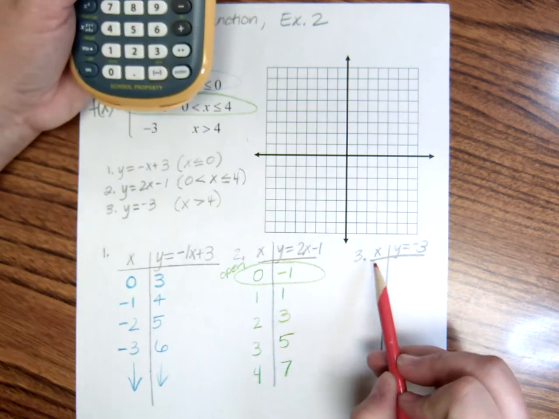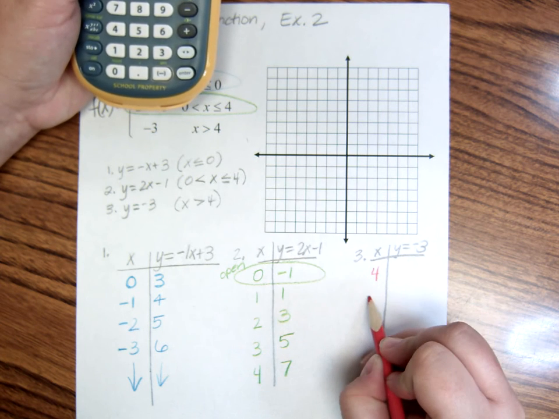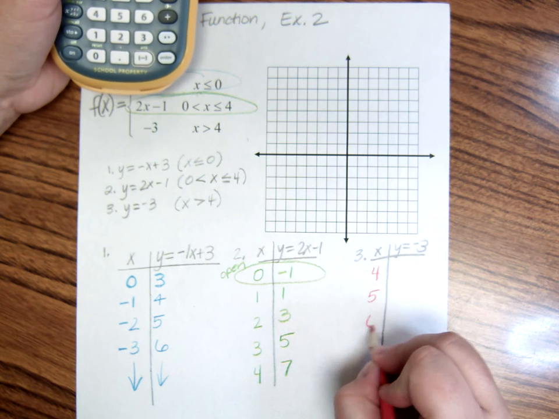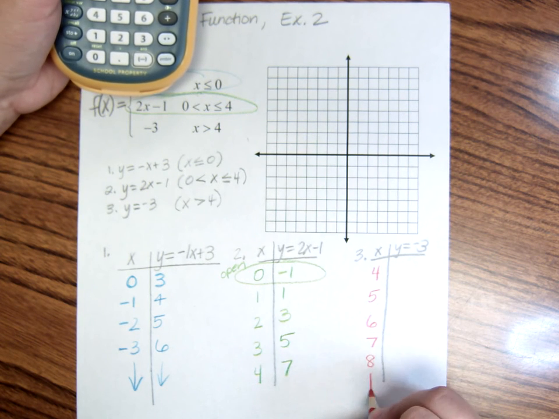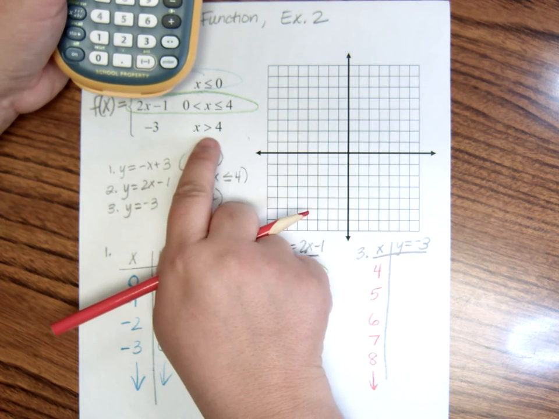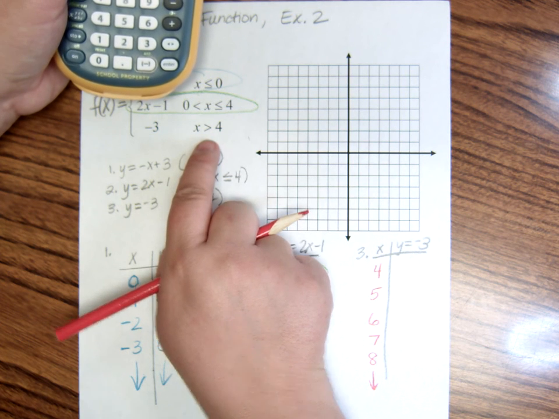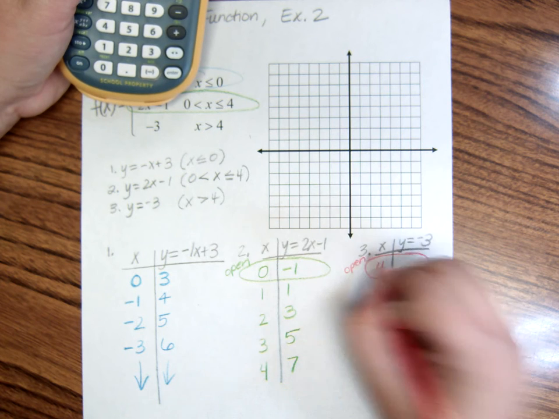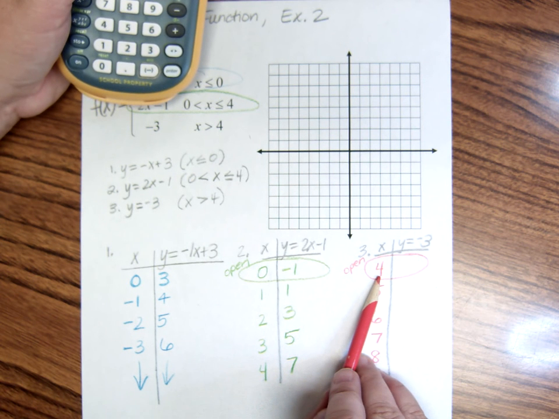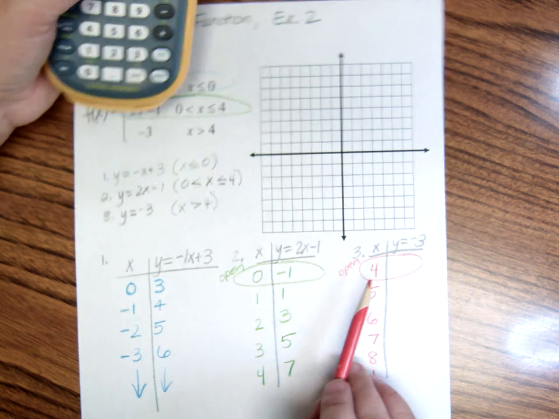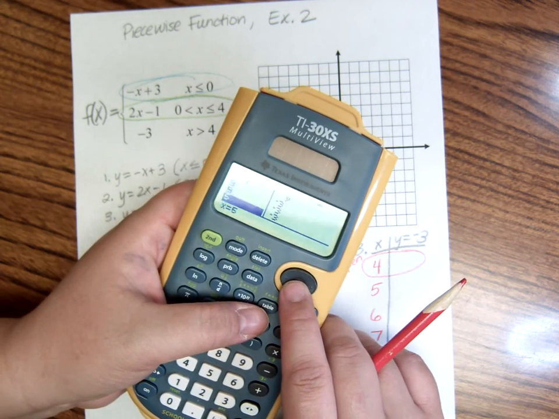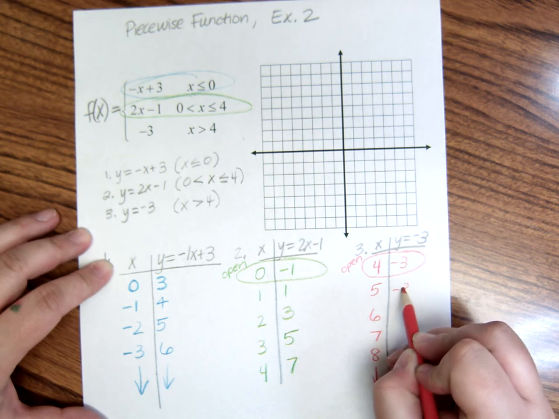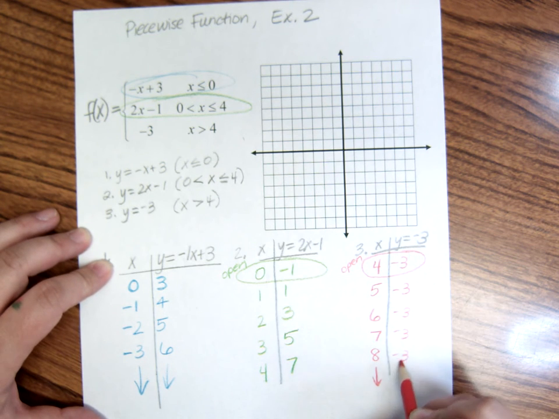Okay, where is this one going to start? It's going to start at 4 and go up. It says x is greater than 4. Now, can x actually be 4? No, because it's not including it. It's not x is greater than or equal to. It's just plain greater than. So I need to put an open circle right here. That's why I need to know what the value of 4 is, because I need to know where to put the open circle. So again, all the y values are just negative 3. Negative 3, negative 3, negative 3, negative 3, keeps going.